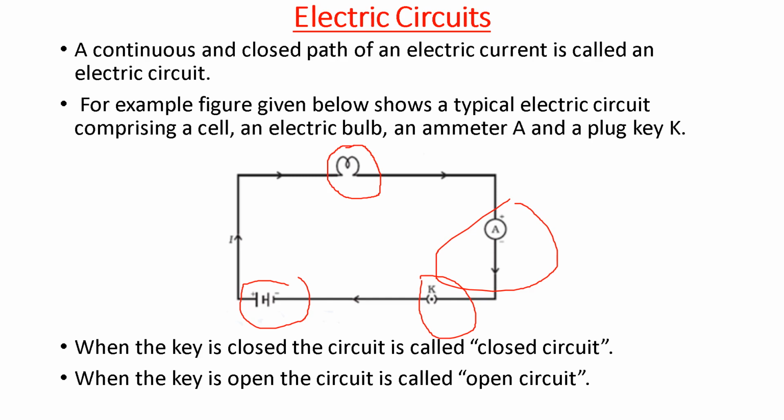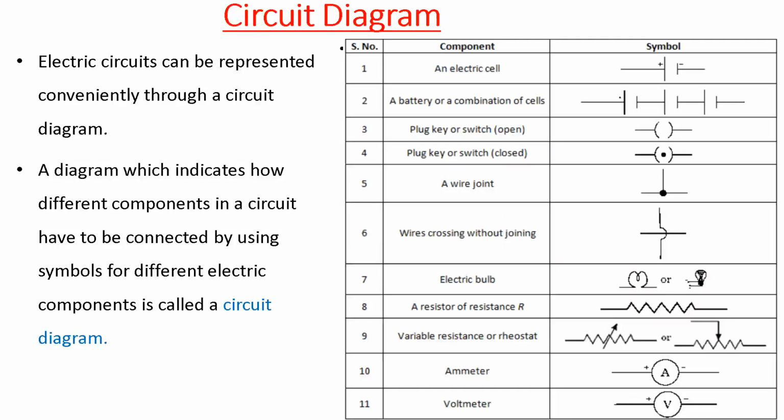Okay, when the key is closed, the circuit is known as a closed circuit. If the key is open, the circuit is known as an open circuit. This is very simple. So now let's move to the next topic, that is the circuit diagram. Now, for drawing a circuit we use symbols for the components that we are using in a circuit.